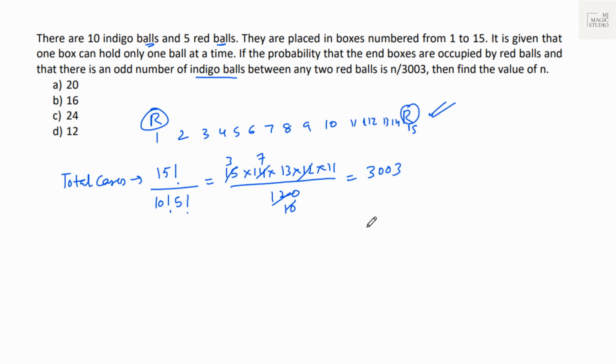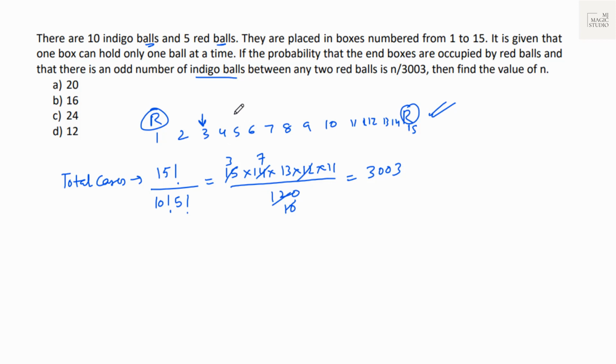Now we need to find the probability and the favorable number of cases. Just see, from box 2 to 14, there are 10 indigo balls and there are only 3 red balls. Now just try to identify where it is possible for us to put the red balls. Can I put a red ball in box number 3? Then the gap between 1 and 3 will be only one object. And it is said there should be an odd number of indigo balls between two red balls. So if these two are the red balls, there is one indigo. And from 3 to 15, 1, 2, 3, 4, 5, 6, 7, 8, 9, 10, 11, there are 11 indigo balls.